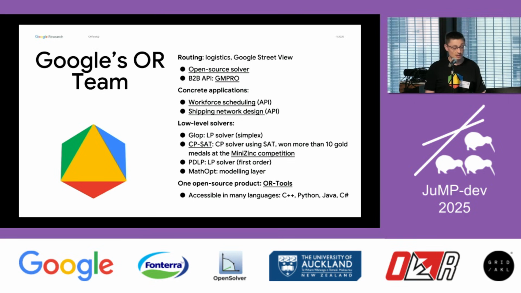PDLP is mostly implementation of the first order methods for LP. We also have MathOpt as a modeling layer, so you can use all of these solvers using a unified interface. So it's more or less like MathOptInterface, but well, for other languages. All of this is available as one open source product, which is called ORTools. It's mostly written in C++, but you can access it in Python, Java, and C#, and now a small part of it is available in Julia. And that's really the main part of this presentation.